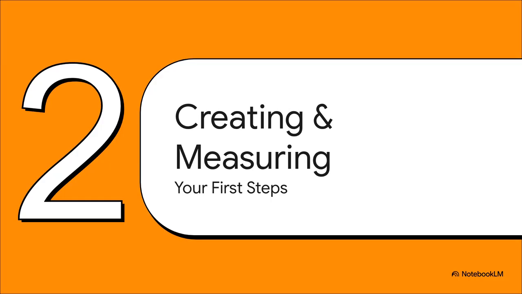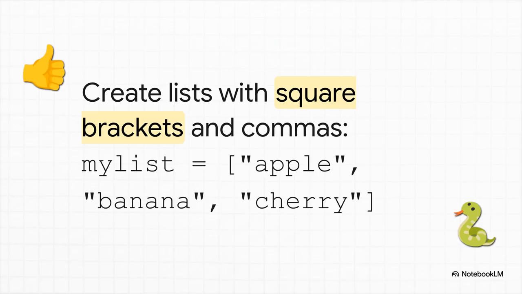Okay, so theory is cool and all, but let's get our hands dirty, right? Now that we have an idea of what a list is, let's look at the first thing every coder learns, how to actually make one, and figure out how big it is. This right here, this is the way you're going to see it done 99% of the time. It's so simple. You just type a name for your list, an equal sign, and then put all your items inside a pair of square brackets with commas in between.